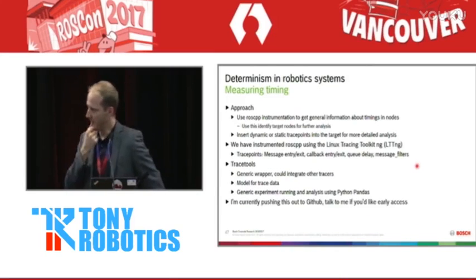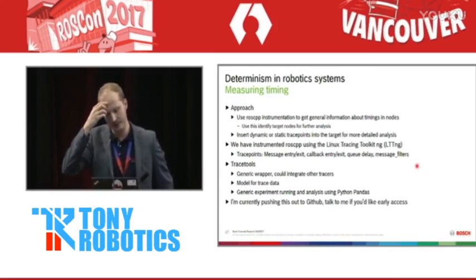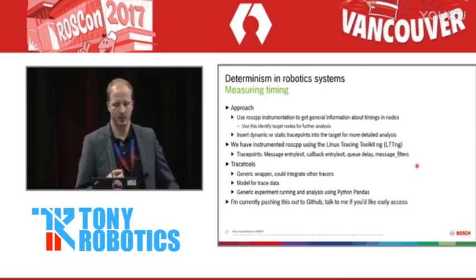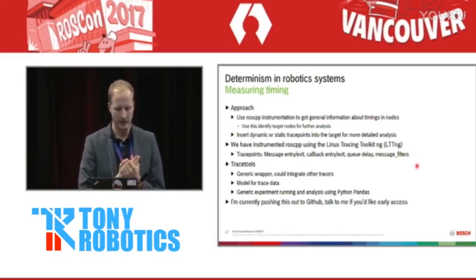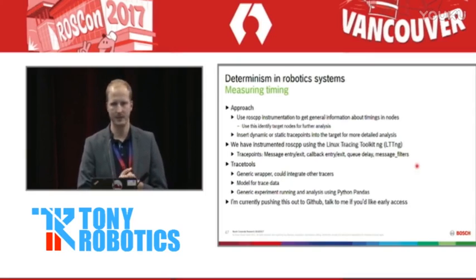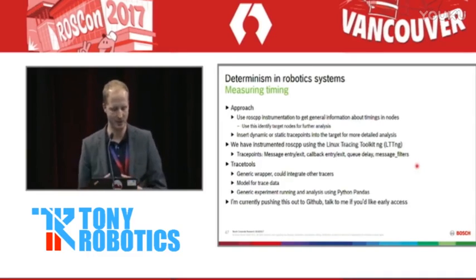And so the last thing, you saw all these timing measurements that I gave you earlier. How did we do that? What we did is we used instrumentation of ROS CPP. We put Linux Trace Toolkit instrumentation in there. And I can say that we're actually just working on making that open source. The management approval has been done and all that stuff, but I just need to get around to actually pushing it on GitHub.